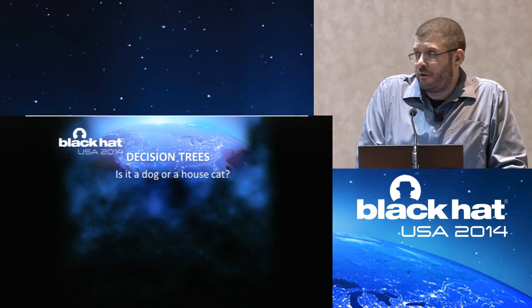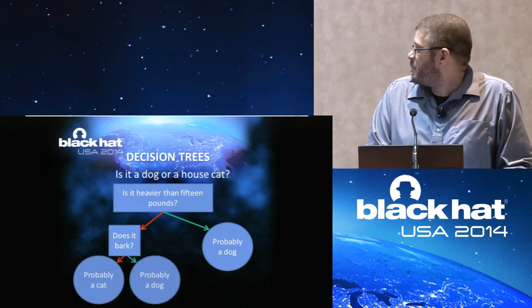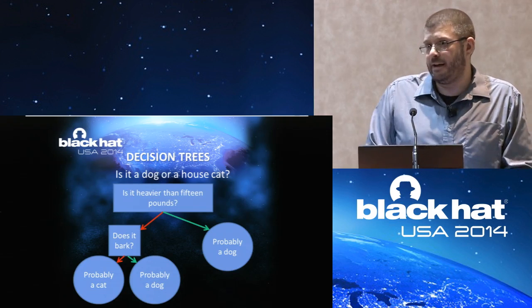So just a really quick review. I think everyone in here probably knows what a decision tree looks like, but in case you don't, it looks like that.